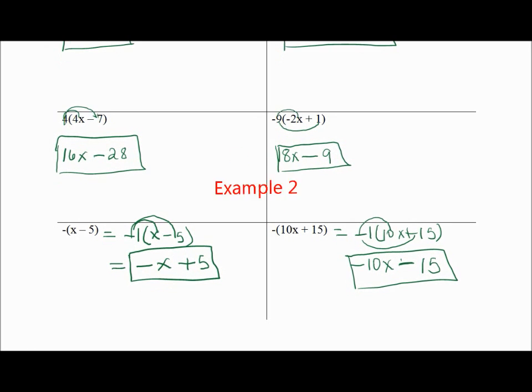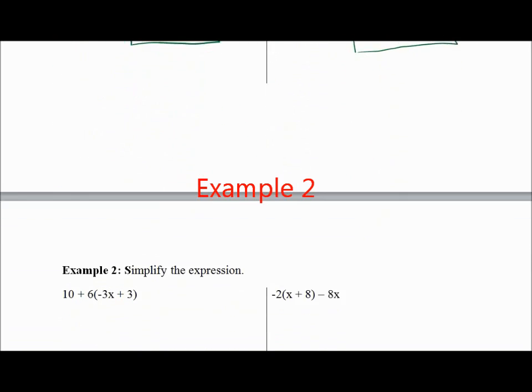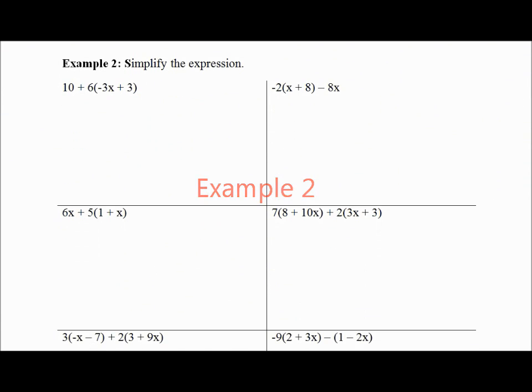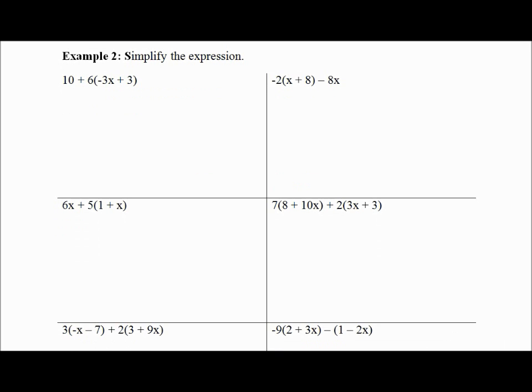For example 2, we're still applying the distributive property. However, we're going to have to simplify each expression after applying the distributive property. On this first one I have 10 plus, and now this is where the distributive property comes in, 6 times negative 3x plus 3.